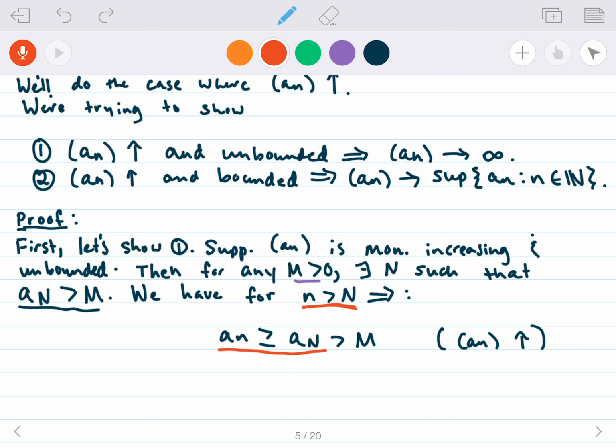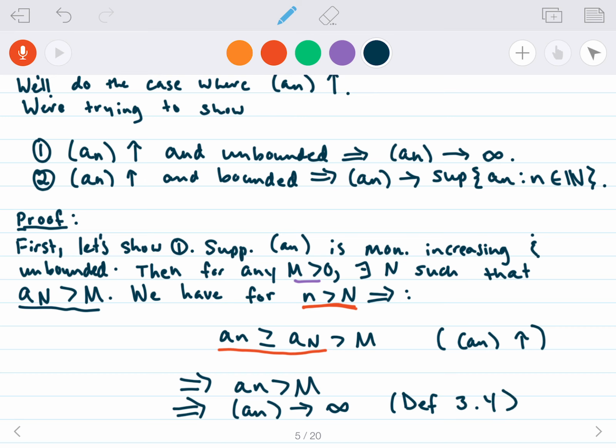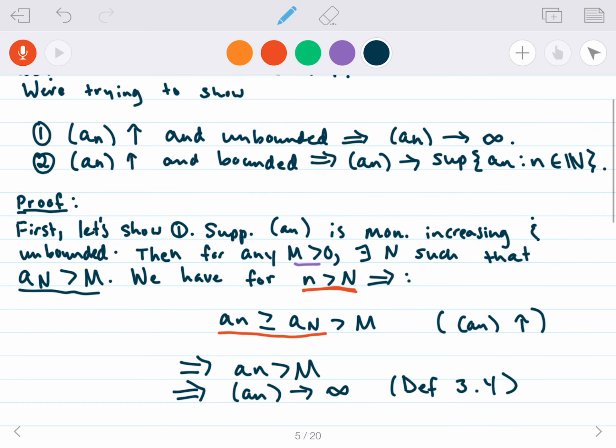Okay? And so what does this imply? Well, this implies that a sub little n is bigger than m. And so by definition 3.4 in the lectures, this means that our sequence goes off to infinity. This is definition 3.4. Okay, so just using the definition of being unbounded and increasing, and the definition of what it means to diverge to infinity. Okay, so let's do the next case.